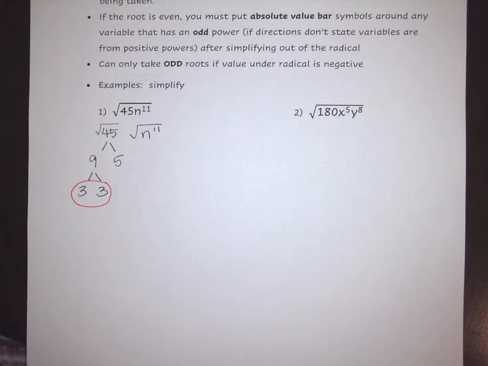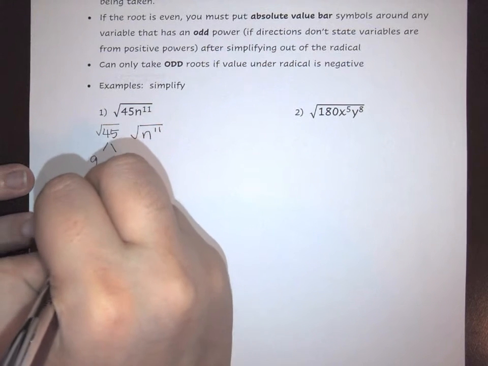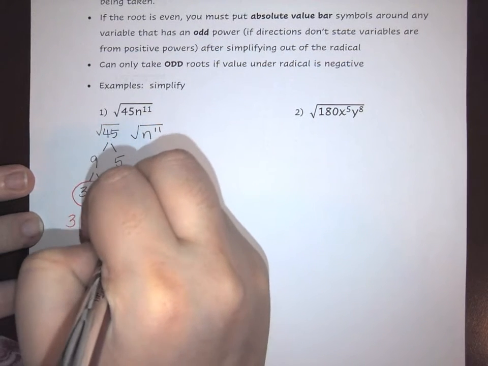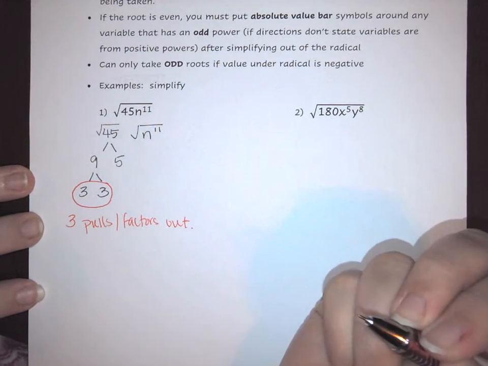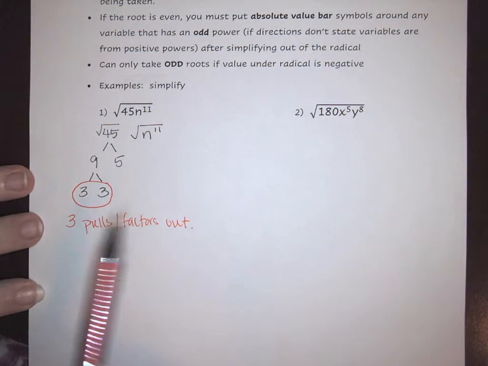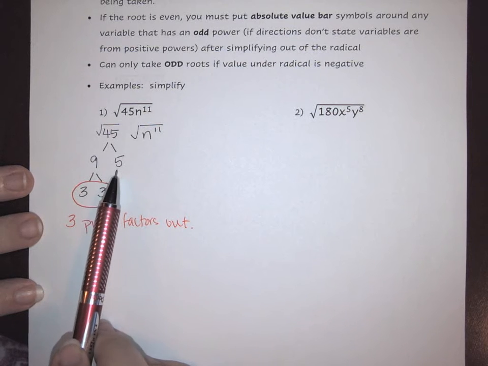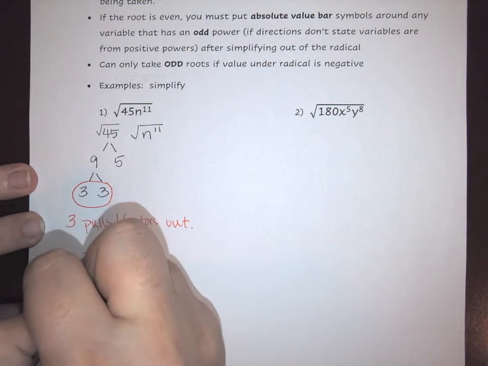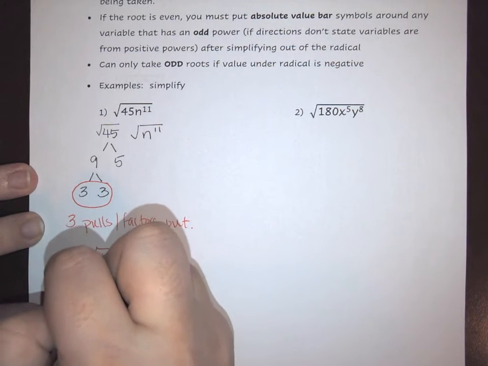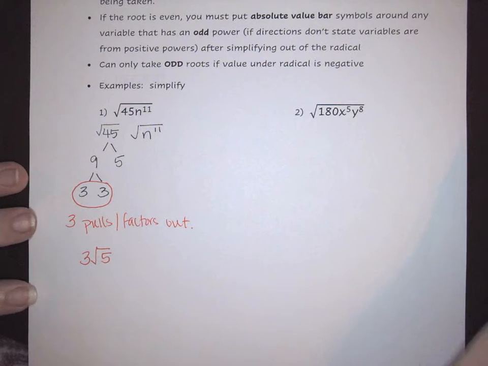So what this means is that the 3 pulls, or factors, out. The 3 is going to pull out, but I still have this 5 left in. So this is going to become 3 square root of 5. And that is the most reduced form of the square root of 45.